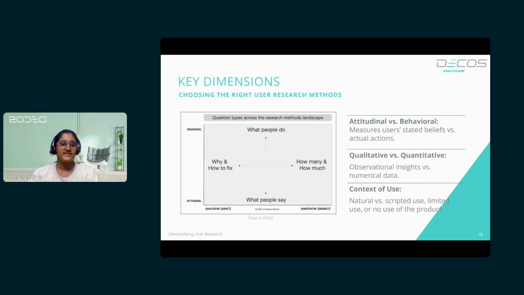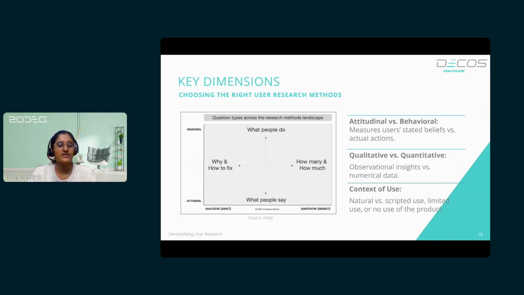On the previous slide, we examined various research methods that can be employed in gathering user insights. However, the crucial challenge is selecting the most appropriate method for each project stage, to effectively address the research goals and enhance the user experience. So, let us explore three critical dimensions to guide this selection: attitudinal versus behavioral, qualitative versus quantitative, and context of use.